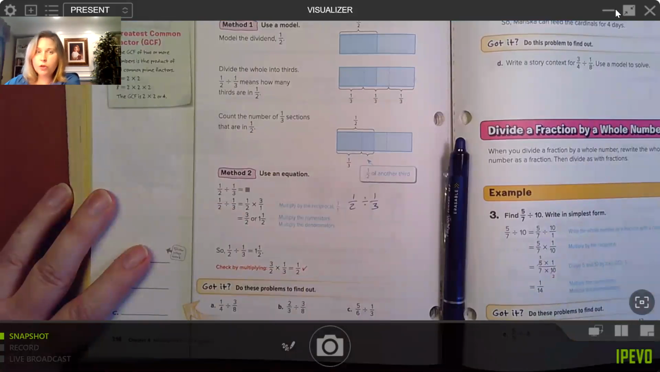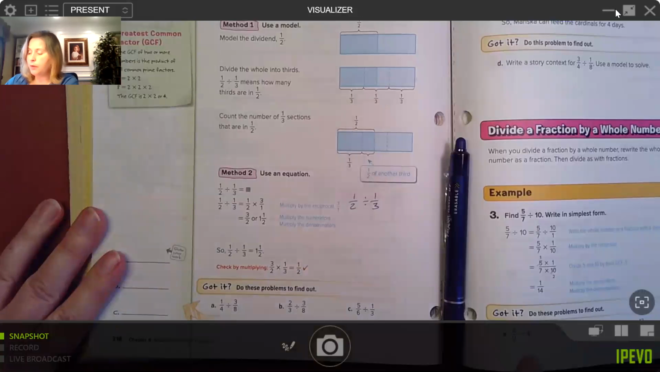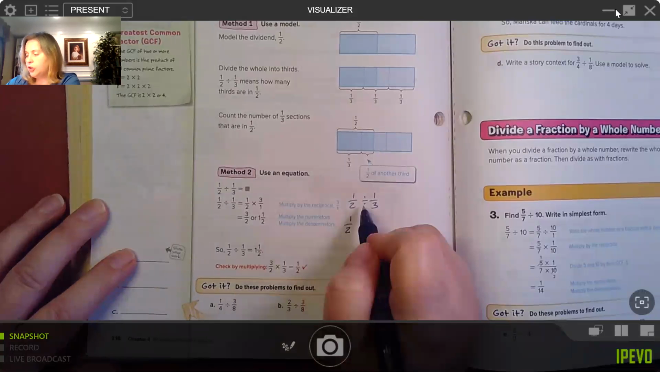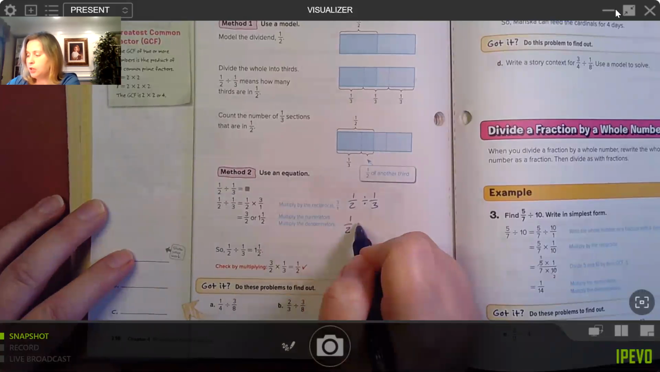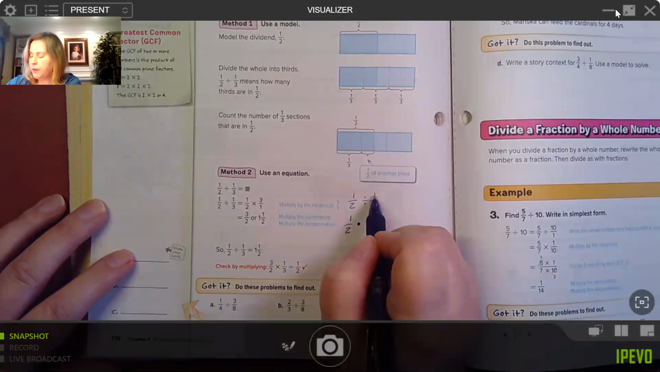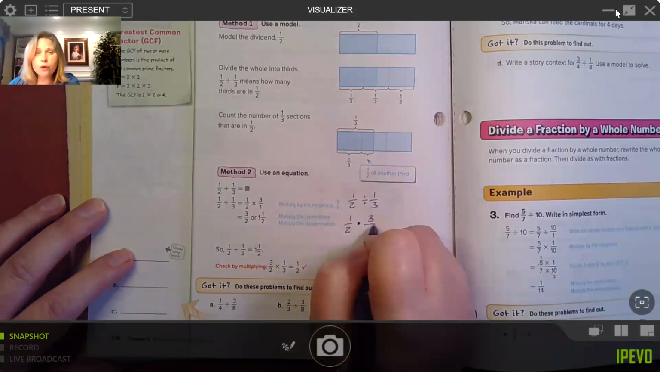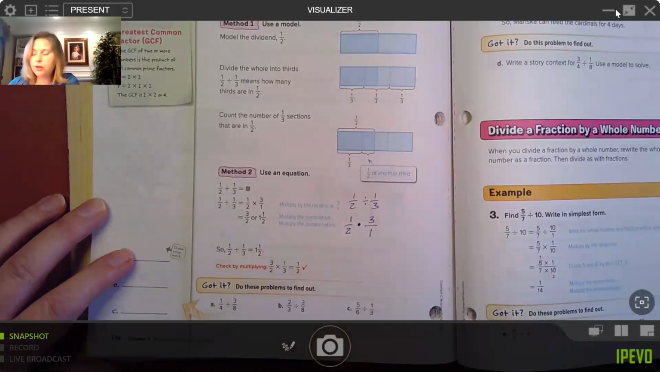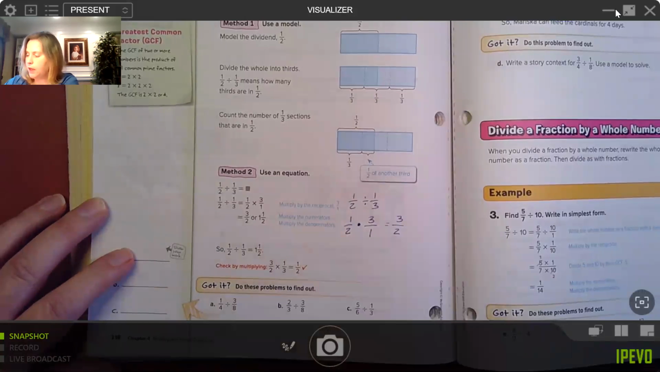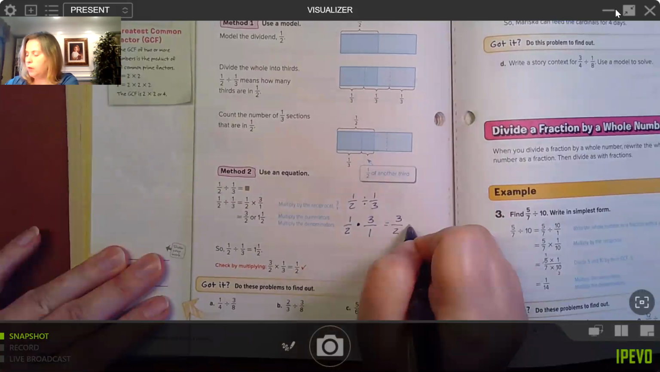We leave the 1/2 alone. That's the amount of items that we have, or the quantity of something that we have. The divide, we're going to change to times. Okay, can't divide by a fraction, but we can multiply by its reciprocal. The reciprocal of 1/3 is 3/1. So then we multiply numerator times numerator to get 3, denominator times denominator to get 2. So we have 3 halves, which is 1 and 1/2.